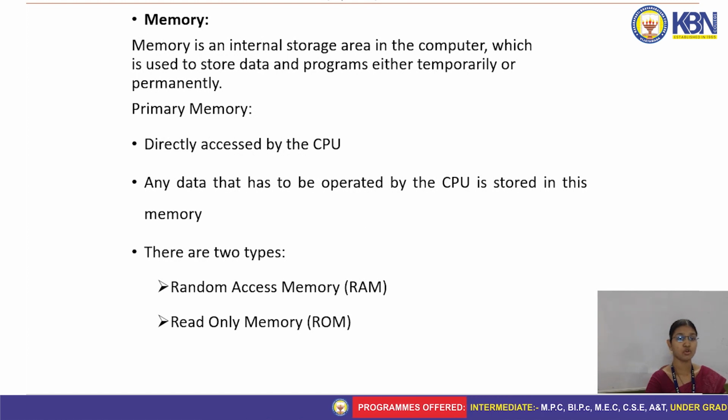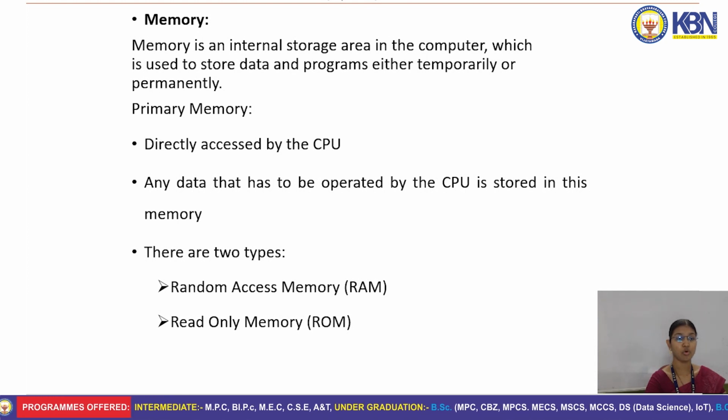Now, another topic is memory. Whatever data we are storing, we are entering the data based on the memory only. That is the internal storage area in the computer. What is the memory's purpose? It is used to store data and programs either temporarily or permanently. Here memory has two types, primary memory and secondary memory.